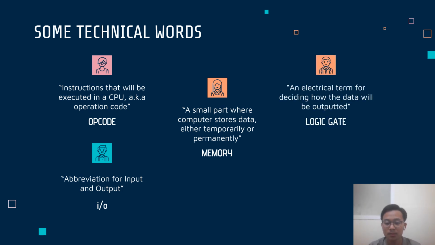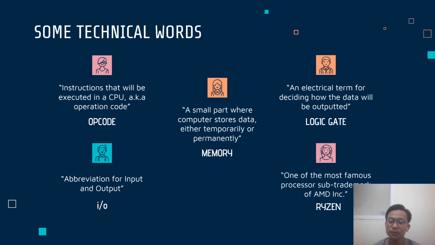And logic gate, as I said before, is an electrical term for deciding how the data will be outputted. For example, we have two on-off switches, and we would like to know what the output is if we turn on those things or if we turn off those things. And well, Ryzen is one of the famous processors by AMD Corporation, like Intel processors.